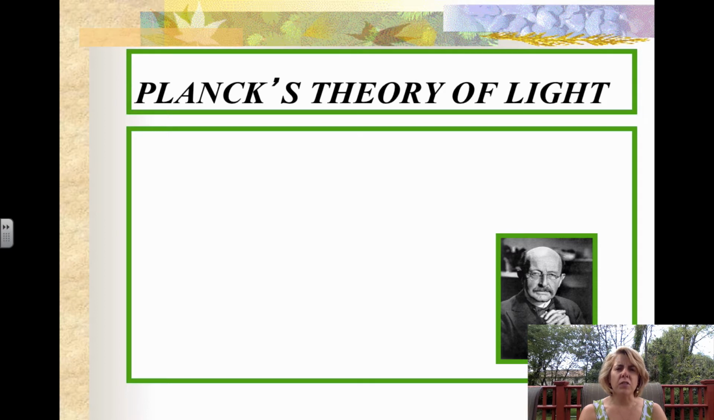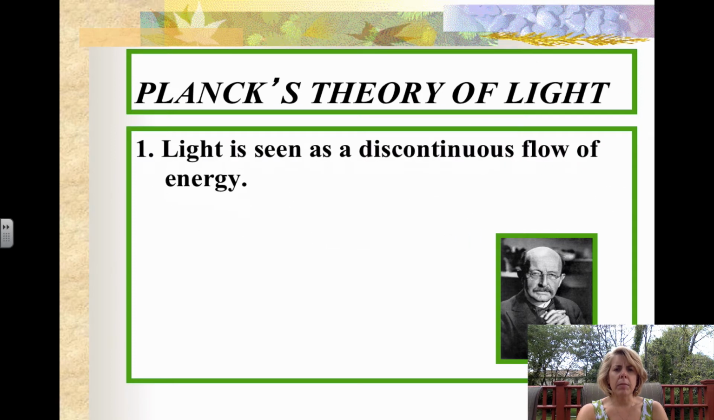So in the first section we talked about what is light, how do we describe it, we talked about wavelength, frequency. Now we're going to talk about the theory of light and how to do some energy calculations. There was a physicist by the name of Max Planck, and he came up with a theory that light is essentially a flow of energy.